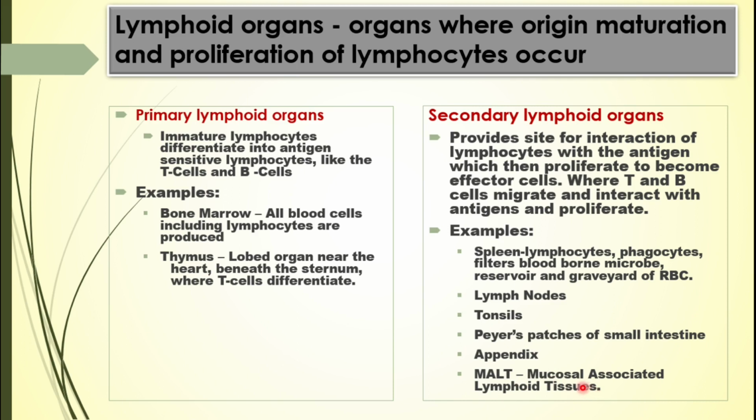Now please understand that 50% of the lymphoid system in our body is made up of MALT, and it is seen in the digestive system, respiratory system, as well as the urinogenital tract, and this consists of almost 50% of lymphoid tissues in our body. So MALT is also a very important secondary lymphoid organ. So this is the difference between a primary lymphoid organ and a secondary lymphoid organ.